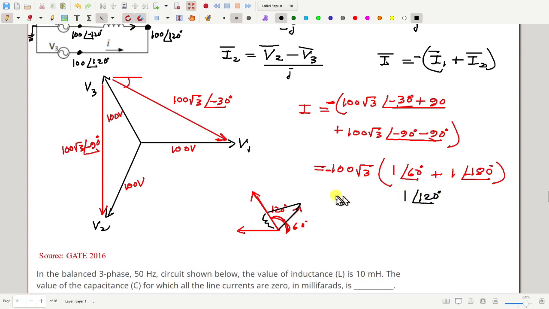And here outside we have minus 100 root 3. Because of this minus sign, you can add or subtract 180 degree inside, or you can also keep it like this. So this is the answer. You may also write 100 root 3 angle minus 60 degree. That is also possible.